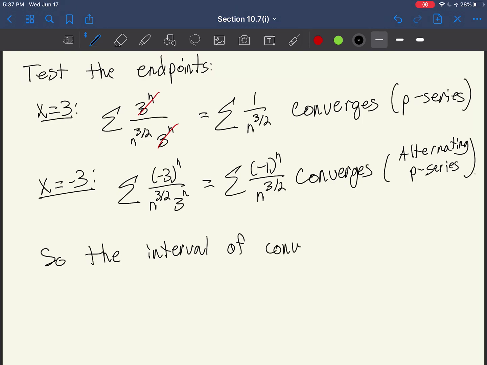So the interval of convergence is negative 3 to 3, inclusive. And that finishes the first part of this section. The next part of this section is we're going to see how power series interact.